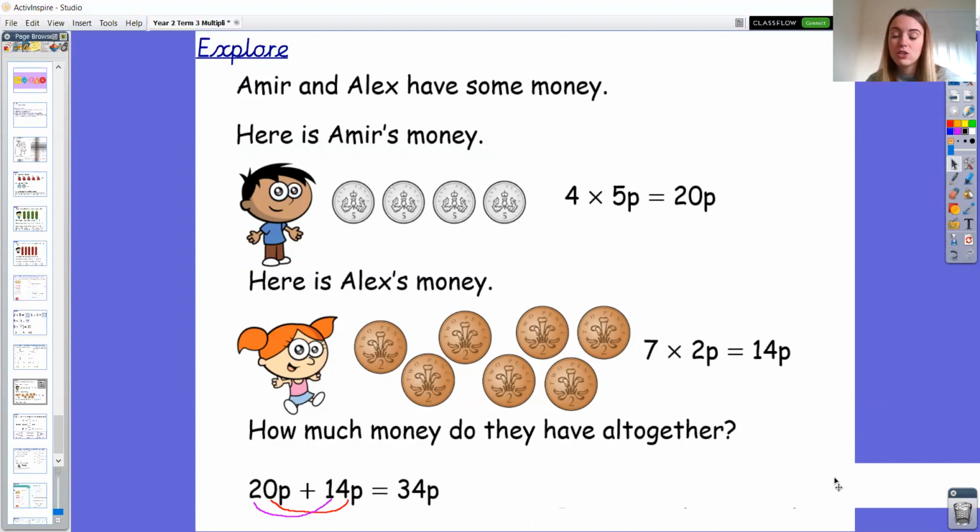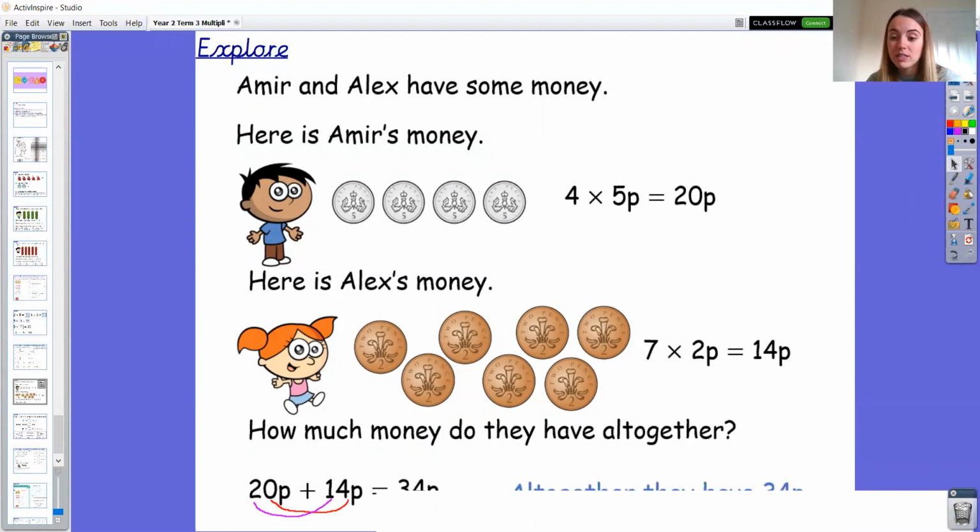So let's answer the question in a full sentence together now. So the question is, how much money do they have altogether?